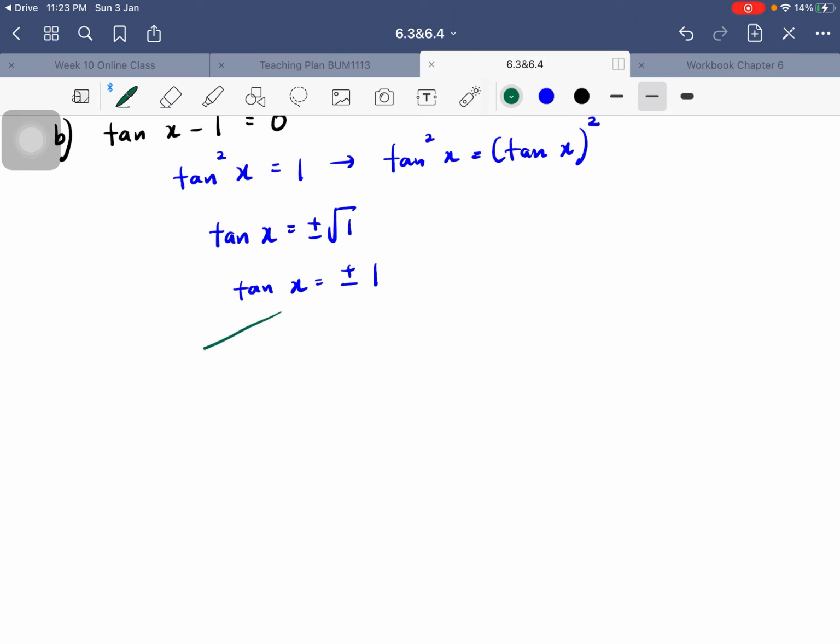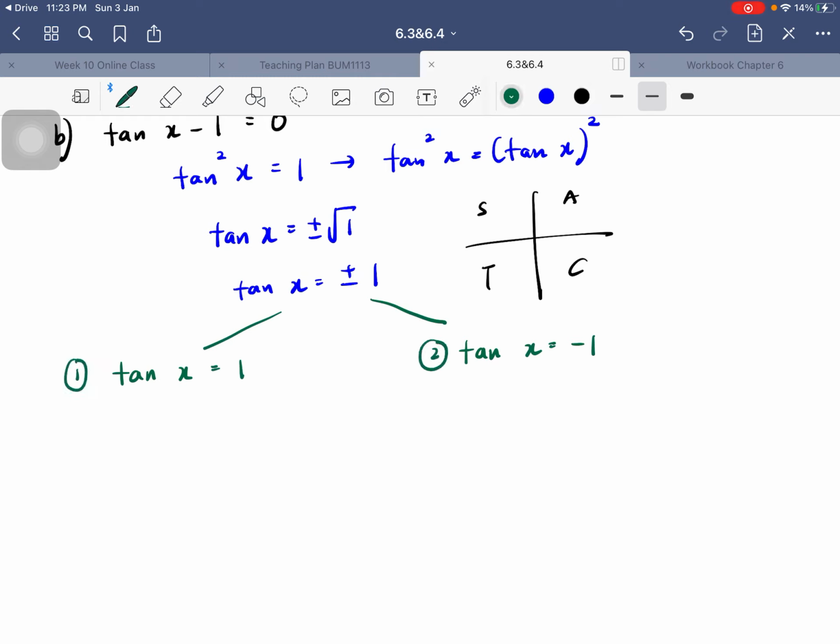The first equation is the case when tangent x is equal to positive 1. So that is going to be one equation. The other equation is when tangent of x is going to equal negative 1. But how do we solve for this? It's going to be exactly the same idea as previously. So now let's draw the CAST rule so we can identify clearly. Okay, for the first equation, I put it over here as first, and this is my second equation.